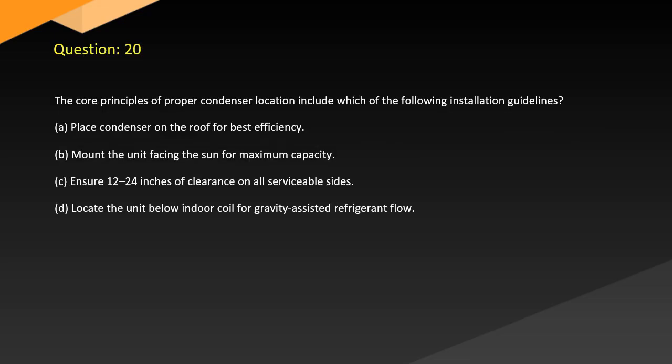Question 20. The core principles of proper condenser location include which of the following installation guidelines? A. Place condenser on the roof for best efficiency. B. Mount the unit facing the sun for maximum capacity. C. Ensure 12 inches of clearance on all serviceable sides. D. Locate the unit below indoor coil for gravity-assisted refrigerant flow.